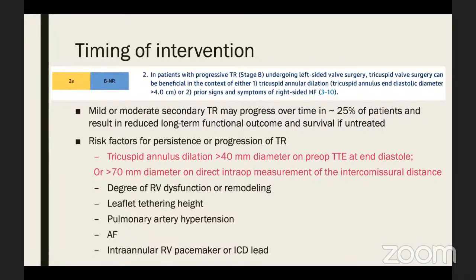There have been some observational studies and one randomized controlled trial that demonstrated the benefit of tricuspid repair at the time of mitral surgery for progressive TR stage B in patients who have tricuspid annular dilation on echo. But the outcomes, such as survival and major adverse events, are unfortunately lacking.